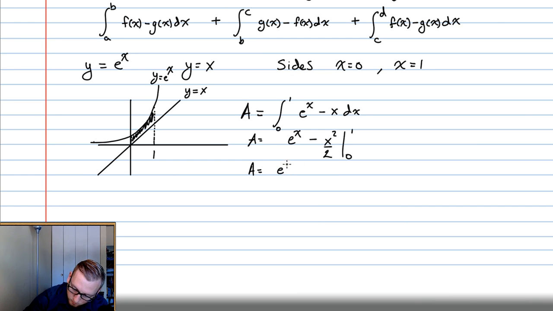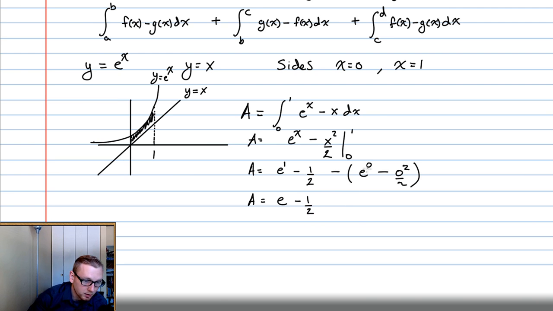So e to the 1 minus, well, 1 squared over 2 is 1/2, minus e to the 0 minus, well, 0 squared over 2. So this would be the area is equal e minus 1/2. E to the 0 is just 1, so minus 1. So our area is e minus, what, 3 over 2? And if we write it as a decimal, 3 over 2 is just 1 and 1/2, so 1.5. And so what's e? 2 point something?